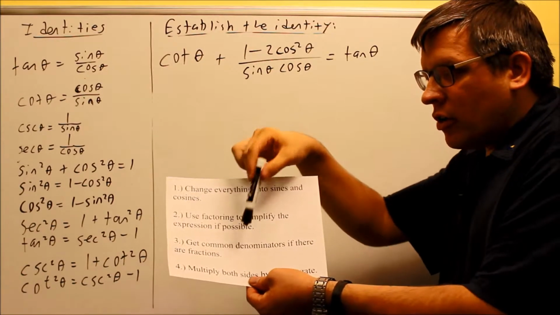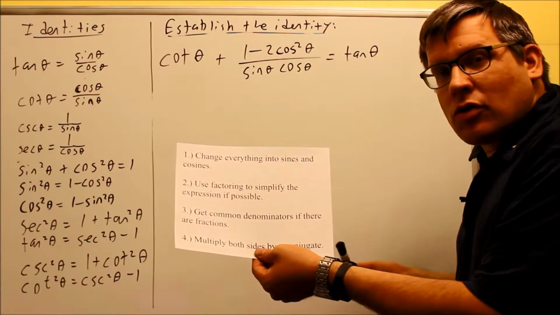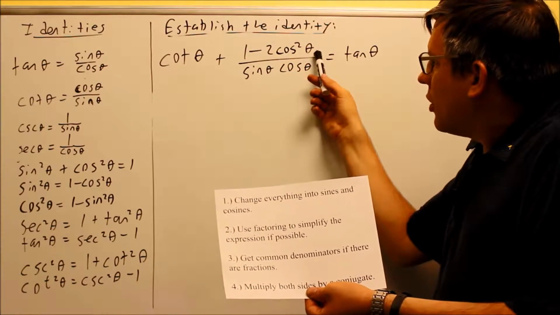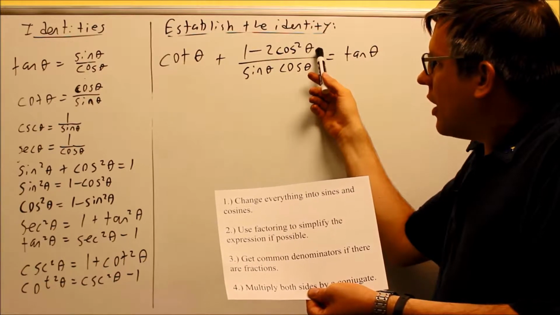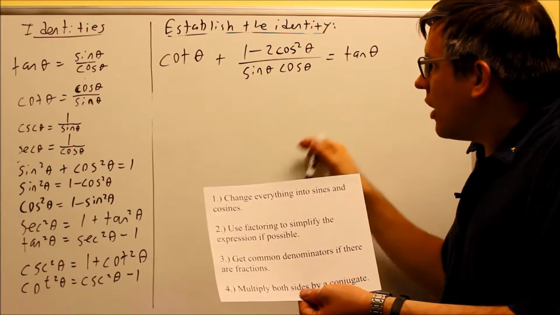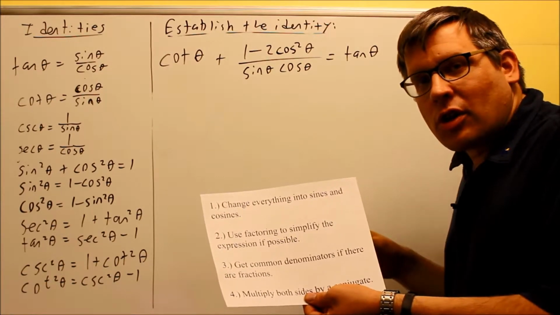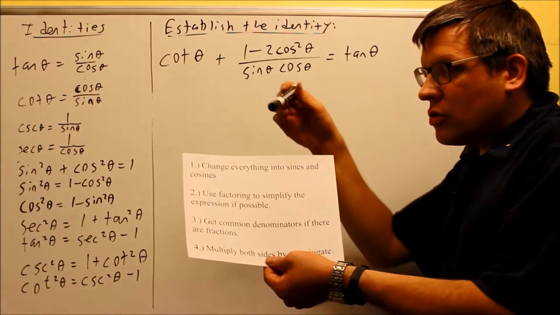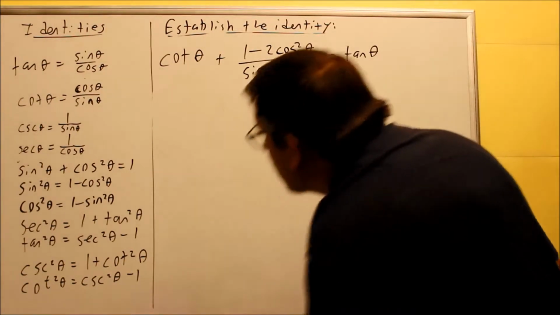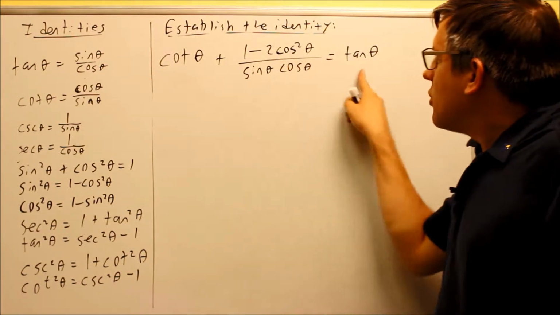So then I want to go down and look at number 3. We want to get common denominators if there's fractions. This part looks like something you could factor, but factoring is not really going to work in this case to cancel something out. You want to go for the techniques that allow you to show that one side equals the other through simplification. So we're going to use the first technique, and we're also going to use the third technique. The first thing we're going to do is apply the identities to each of these.